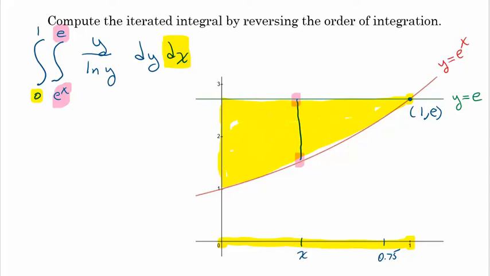Now we need to think about how it's going to work if we cut it the other direction. If you haven't done that already, go ahead and do your slice the other way. Do your slice horizontally and see if you can rewrite this integral. Basically, you're just figuring out the bounds.